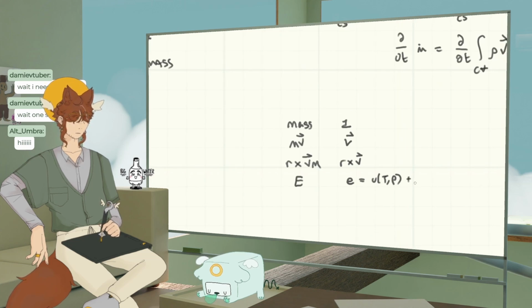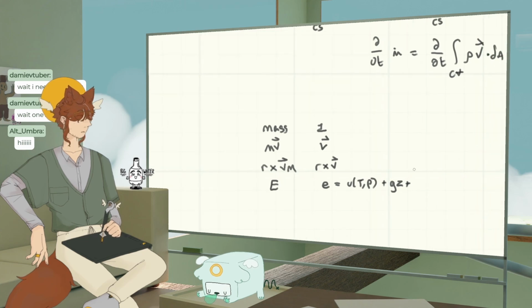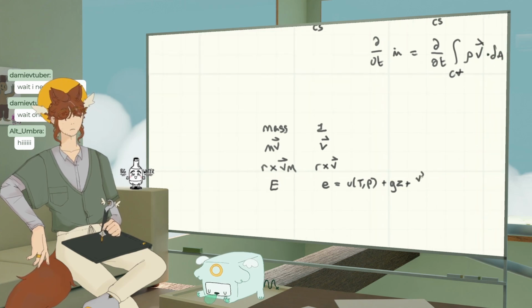Plus, we'll have our gravitational potential, which is mgh. So this turns into gz. I just turned the h into a z. And then we have our kinetic energy, which is 1/2 mv squared, so it's v squared over 2.